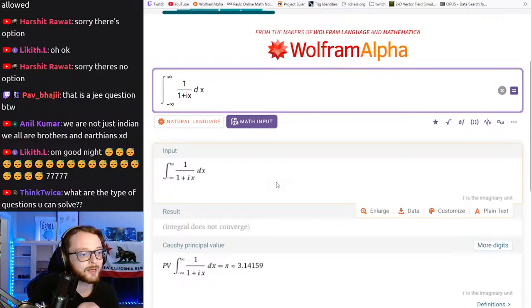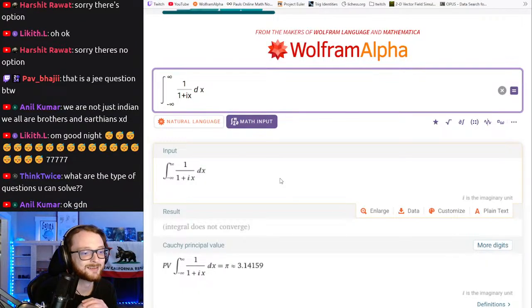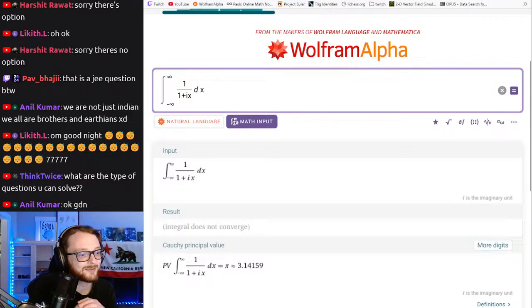How does a function involving i even have an area? It doesn't. Not in the normal sense of how you would think of it. I don't really even know how you interpret this, to be honest. Yeah, it looks like it.